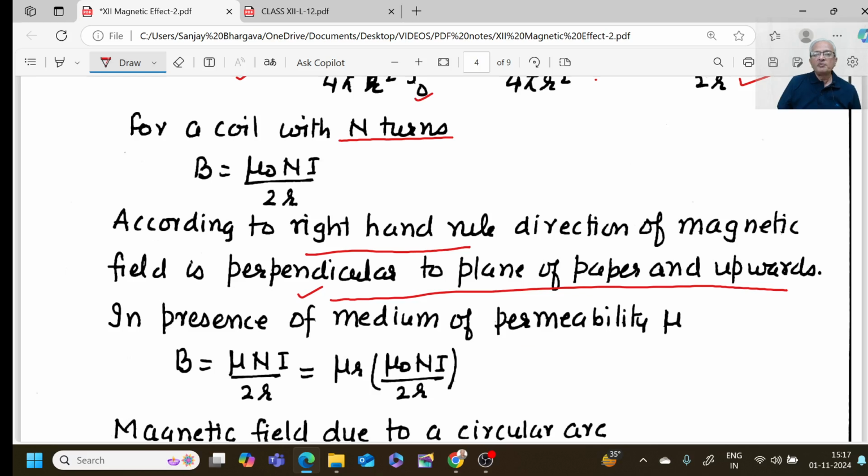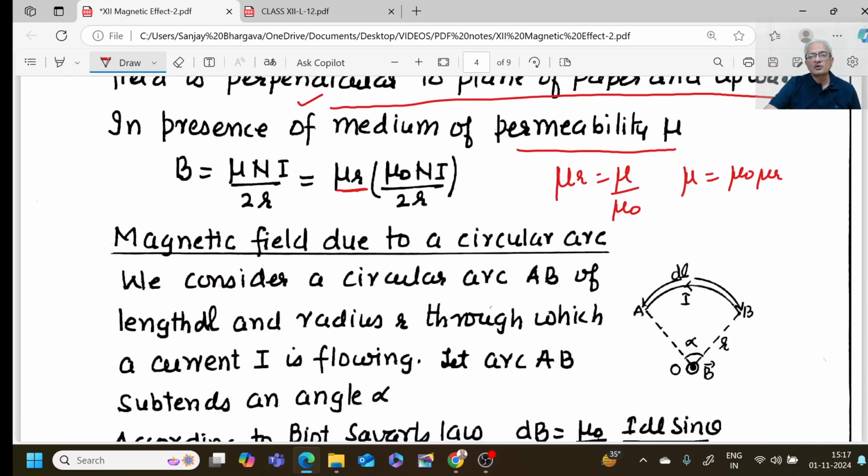In presence of medium of permeability mu, so mu 0 can be replaced by mu. So the new magnetic field would be mu Ni upon 2r. In terms of relative permeability, because relative permeability can be written as mu upon mu naught, so mu can be replaced by mu 0 mu r. Magnetic field then needs to be calculated for a circular arc.